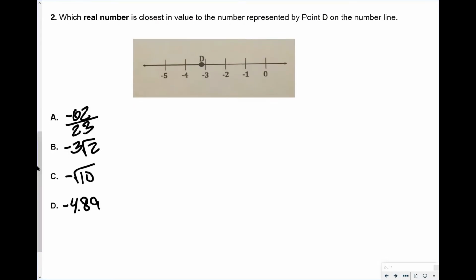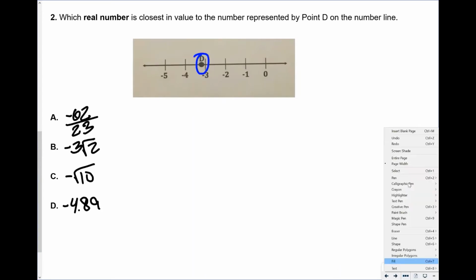Which real number is closest in value to the number represented by point D on the number line? Underline closest. And we see point D is quite toward -3 and to -4 on the number line. So we need to find where it's close between these 2 points here. Obviously, somewhere between here. We're looking for this here. Circle if you have to, so you know.